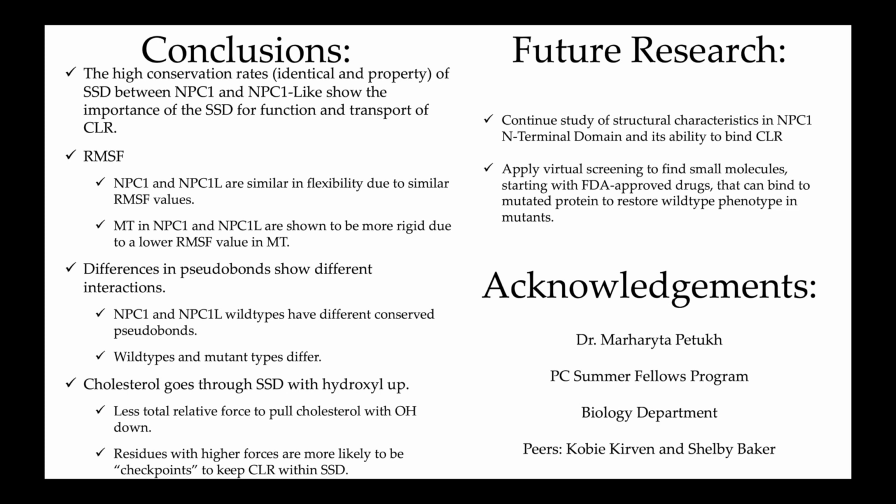The differences in pseudobonds show different interactions within NPC1 and NPC1-like and the mutant types of each. NPC1 and NPC1-like wild types have different conserved pseudobonds, showing that they may fold or have different rigidities and different residues. Wild types and mutant types differ, so usually there's an increase in all three pseudobonds, hydrophobic interactions, hydrogen bonds, and salt bridges, increasing folding and rigidity.